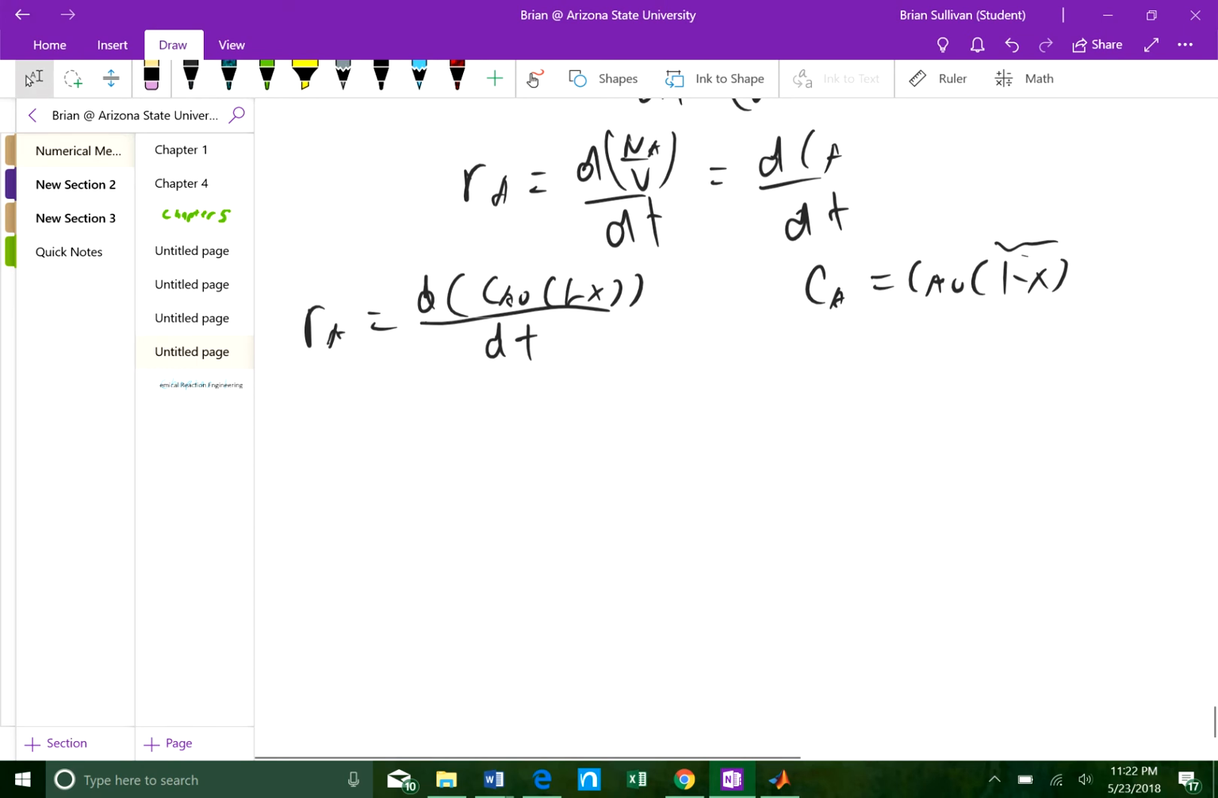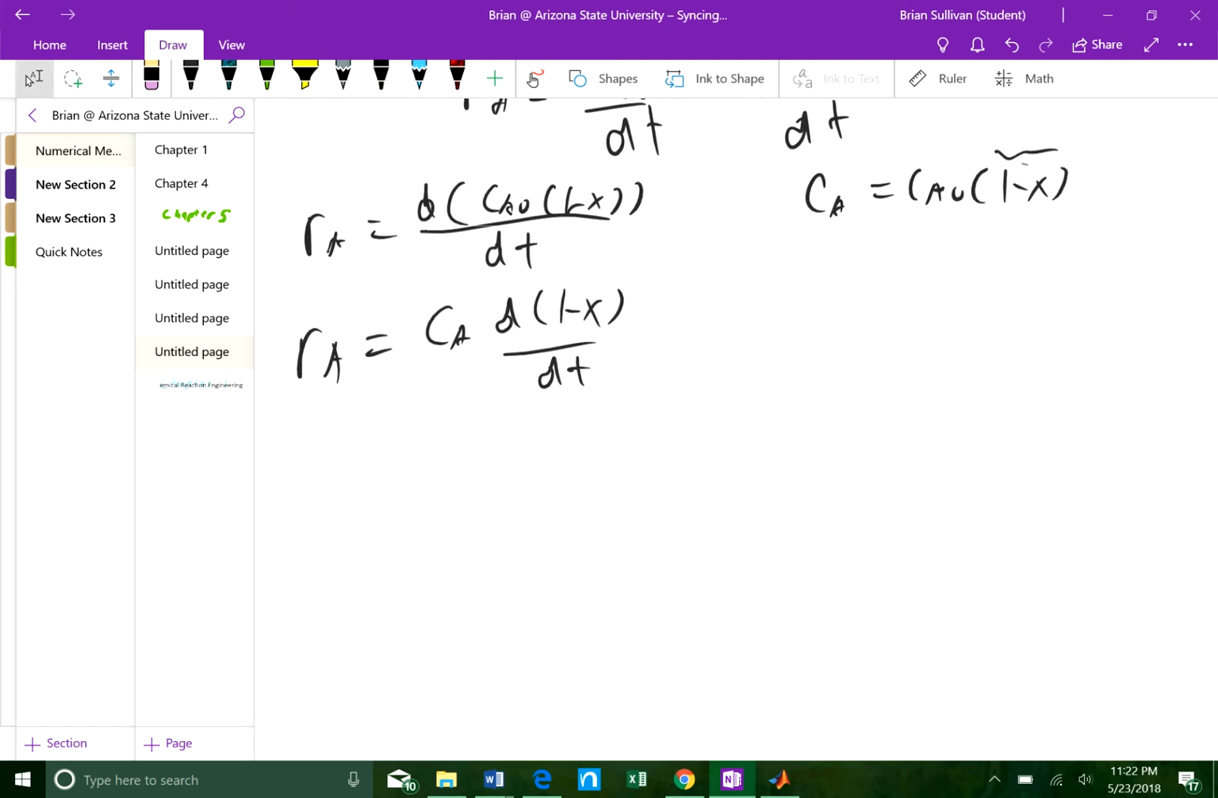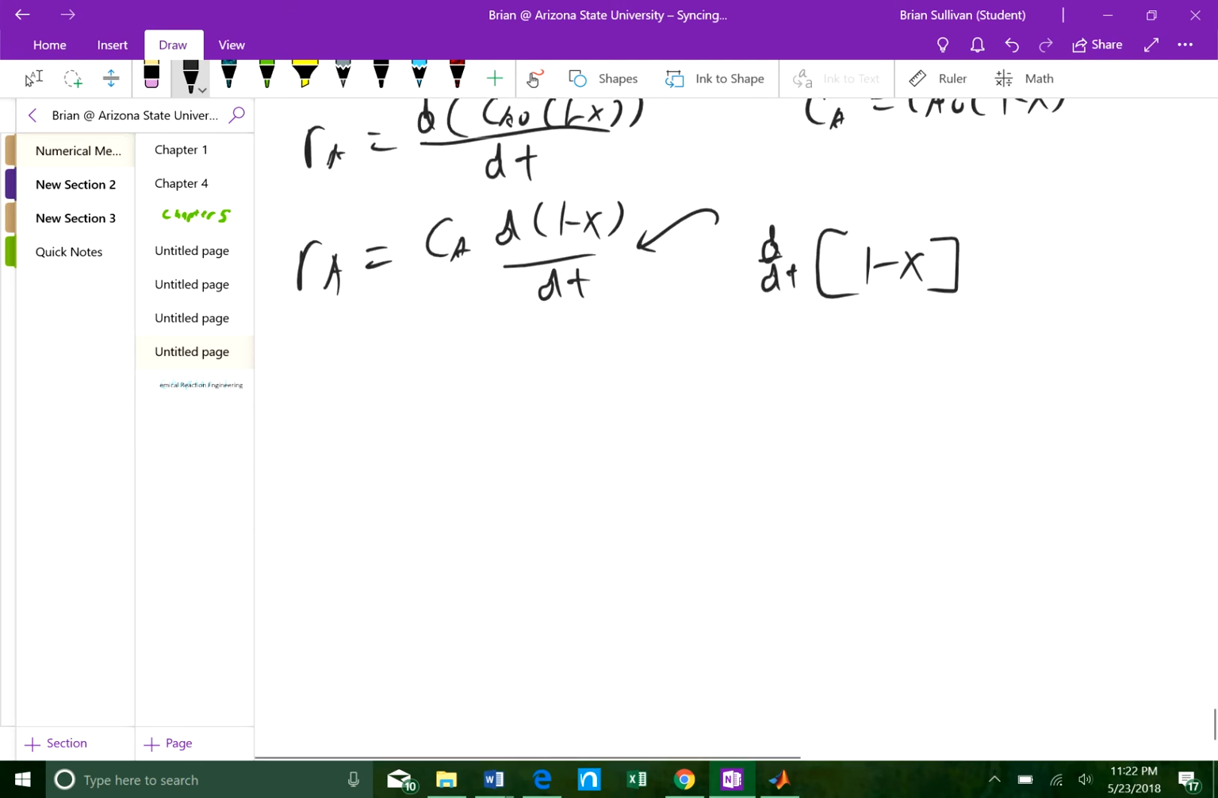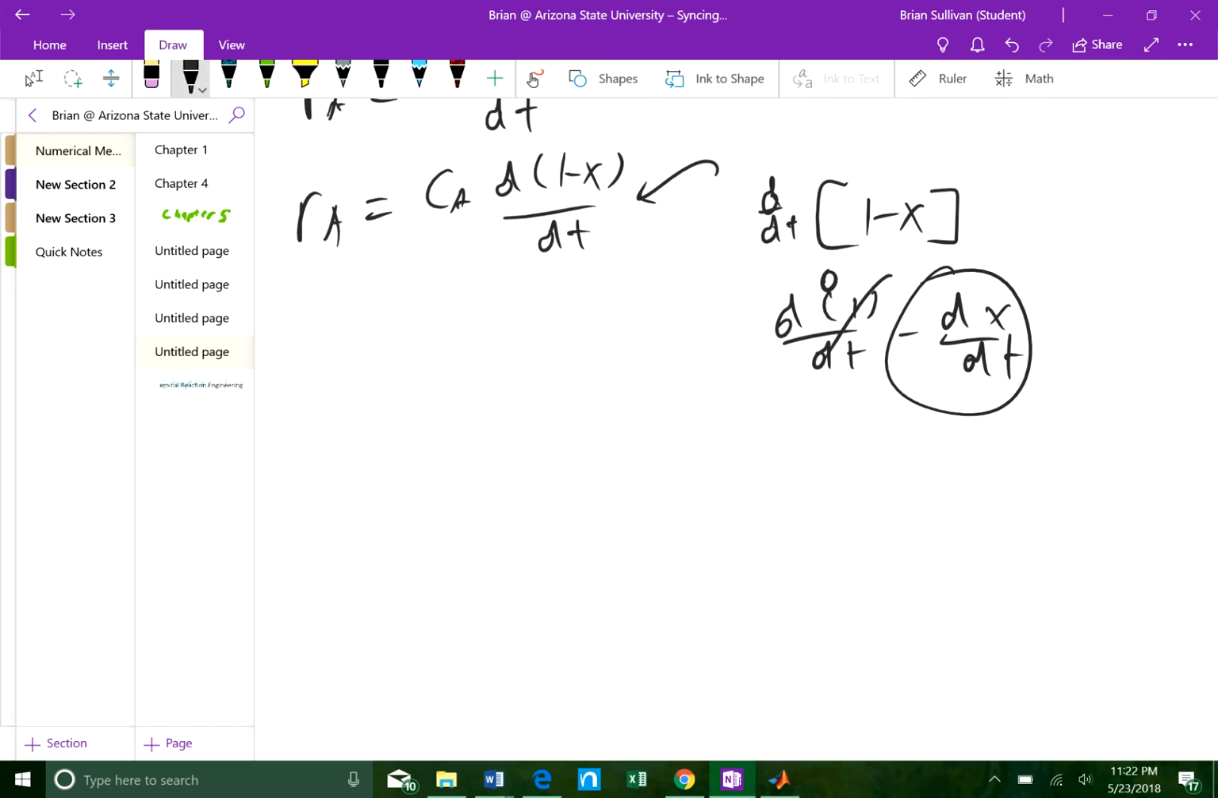So let's pull some constants out. If we can put constants into a derivative, we can pull them out. Now, what are we looking at? It does look a little confusing, but it's actually not. Let's split this up. We have d of the number 1 over dt minus d of X over dt. The first term goes to 0 because it's just a number, and we're left with this.